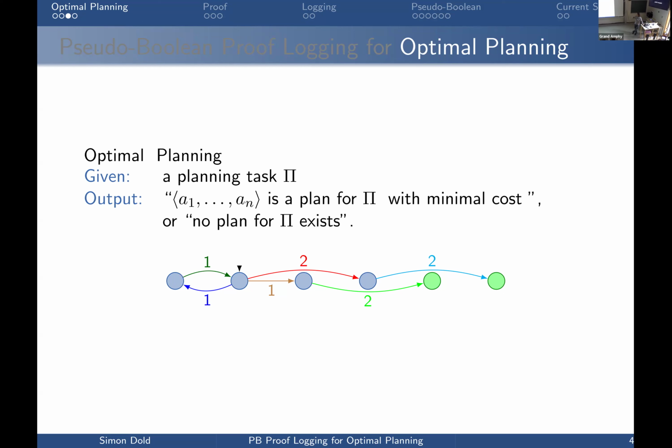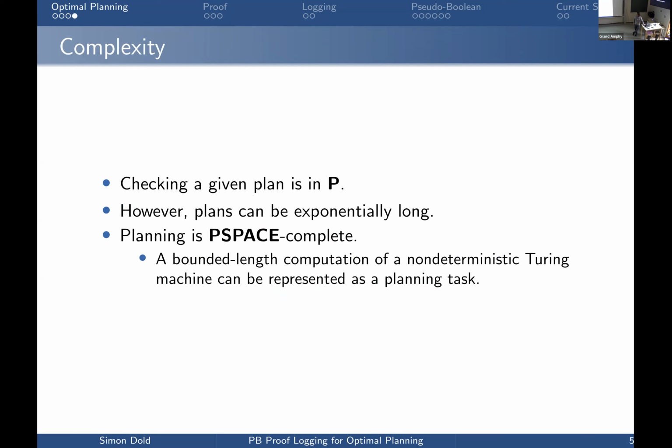And in contrast to many other things we heard in these talks, there the complexity is PSPACE-complete. So checking the individual plan is in P, but the plan could be very long, exponentially long in the representation size of the planning task. And we can also represent as a planning task a bounded length Turing machine.